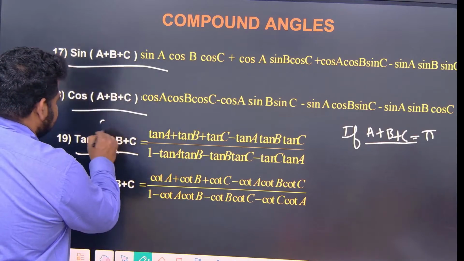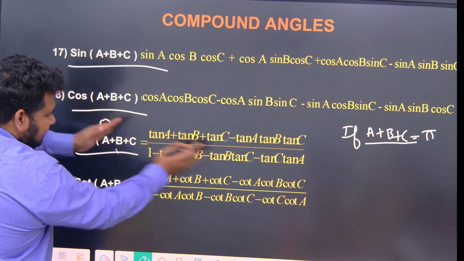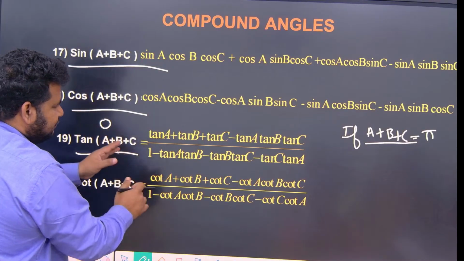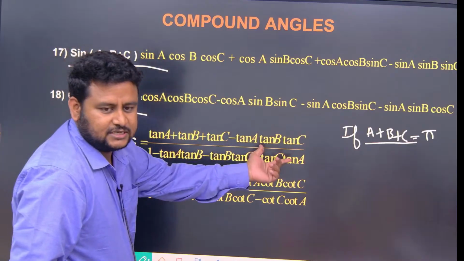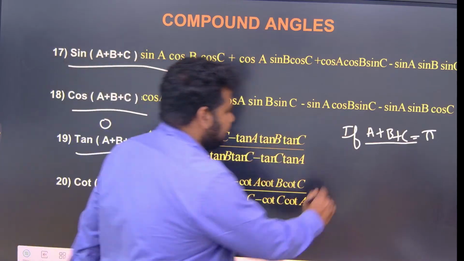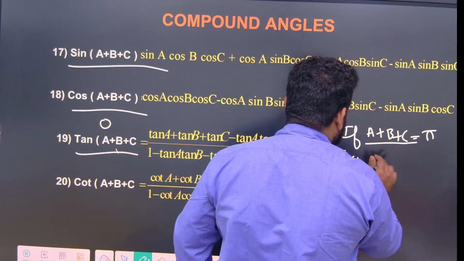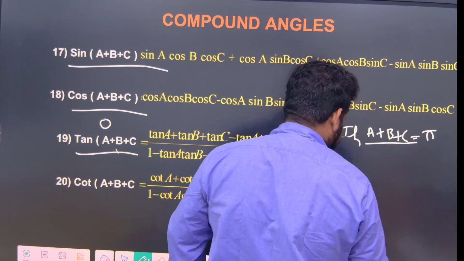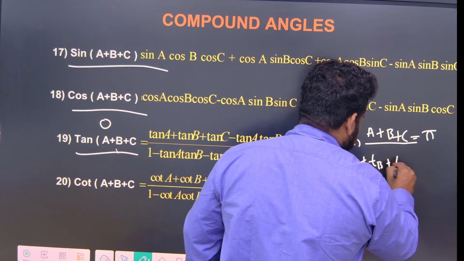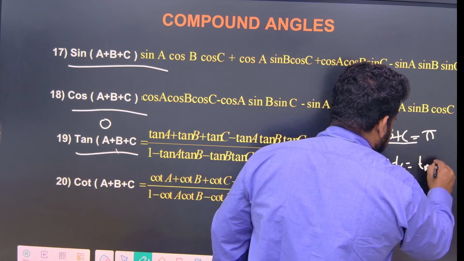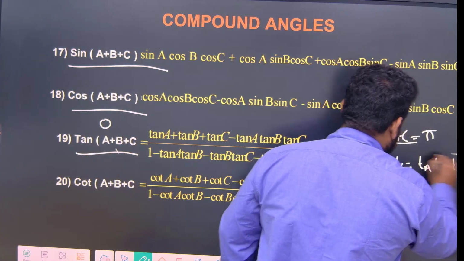See, here it is 0. If I multiply the denominator, this entire thing will become 0. I am left with tan A plus tan B plus tan C minus tan A tan B tan C is equal to 0. So if I send it that side, we will get tan A plus tan B plus tan C is equal to tan A tan B tan C. Please make a note of it.